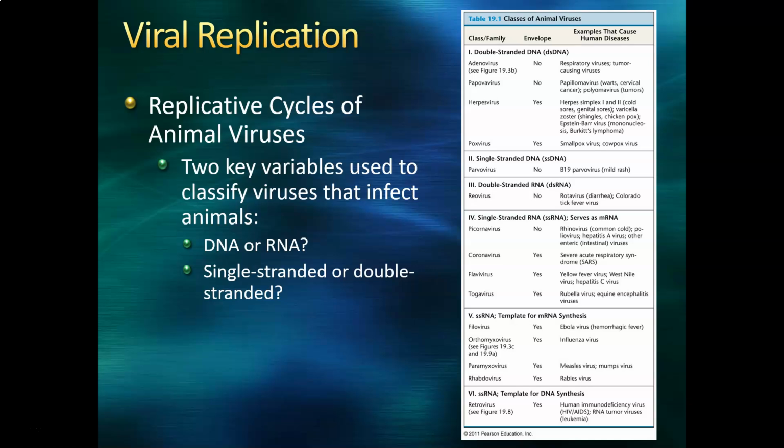We are going to continue talking about viral replication and talk a little bit more in depth about the replicative cycles of animal viruses. So, when we look at viruses that can infect animals, there really are two key variables that end up being utilized to classify those viruses and then be able to understand the way that they typically infect. And the first thing to just figure out really is what type of genetic information do they have, and then in what form does that genetic information come in.